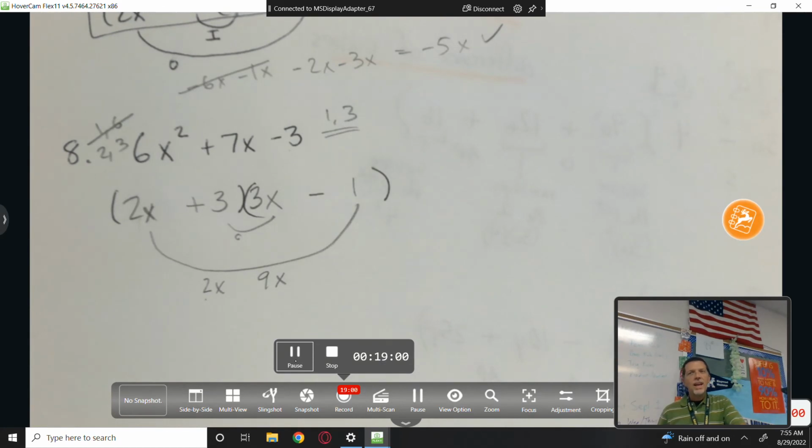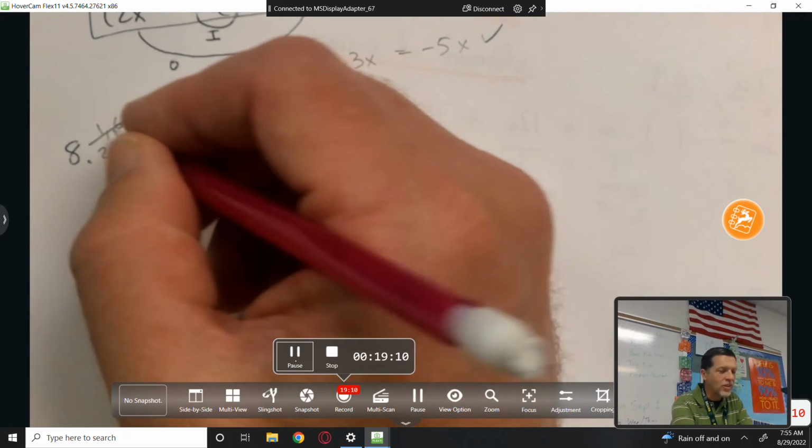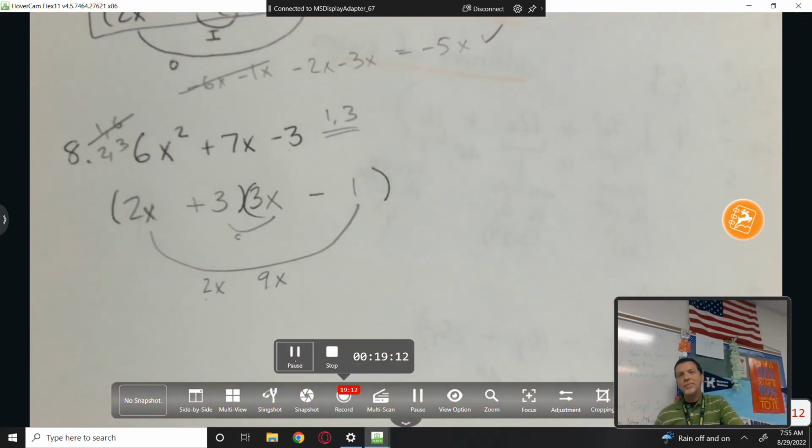So you decided before you started doing the FOIL thing to split 6 into 2 and 3? Well, I tried 6 and 1, so I didn't know if it was 6 and 1 or 2 and 3. And I guessed wrong intentionally, but I guessed wrong first. All right, it's so fun when the math teacher guesses right the first time every time. Well, of course you did. You've done this 100 times.